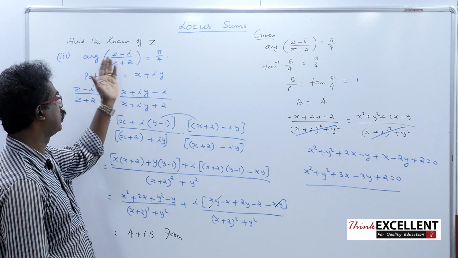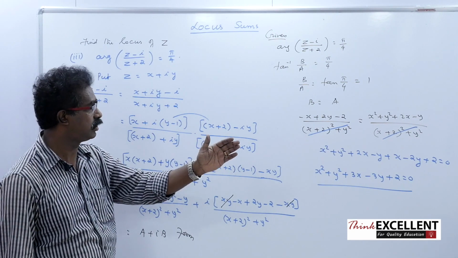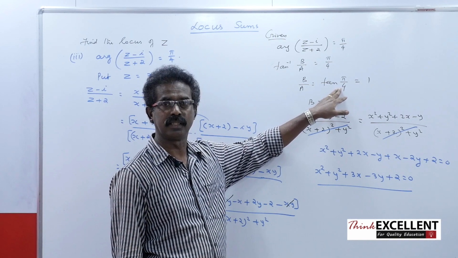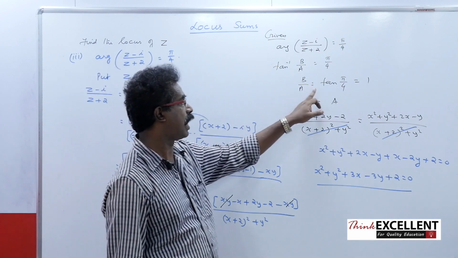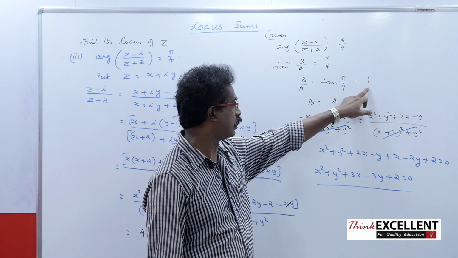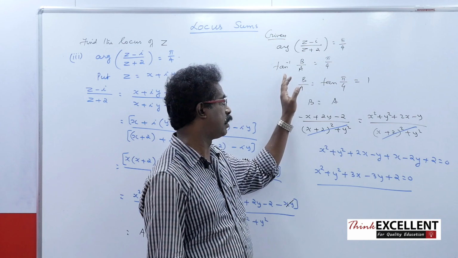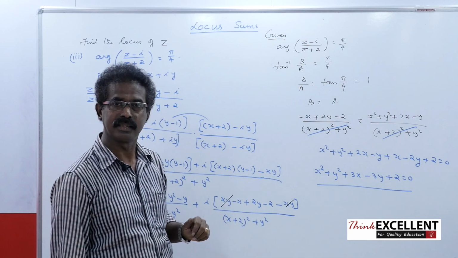Here the given argument is pi by 4. If the angle changes, the only thing is you have to make some change here. Suppose they say pi by 6, 30 degree, tan pi by 6 is 1 by root 3. That value you substitute, then you cross multiply, and all the methods are the same.